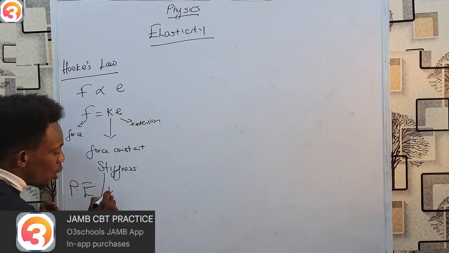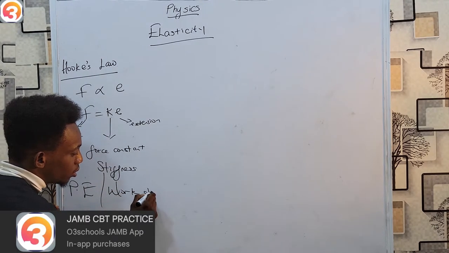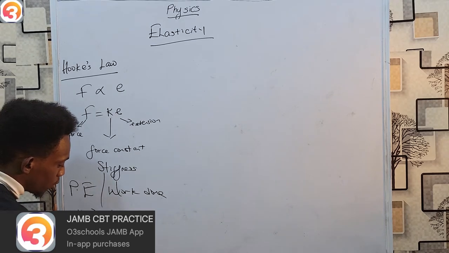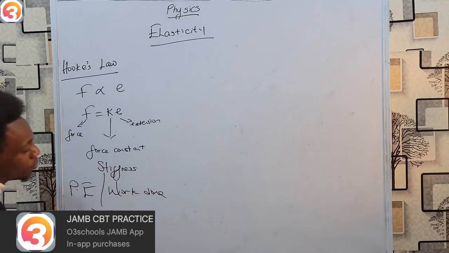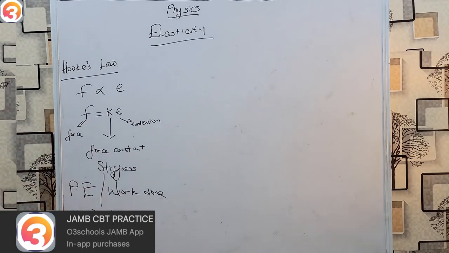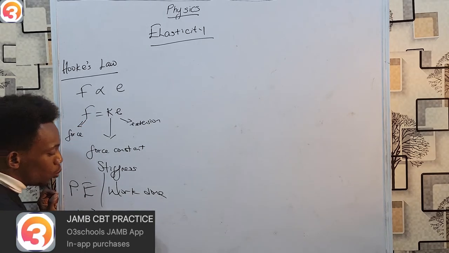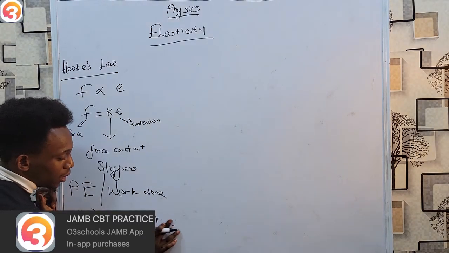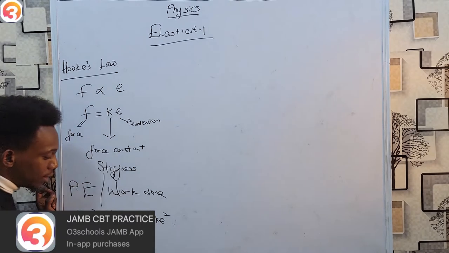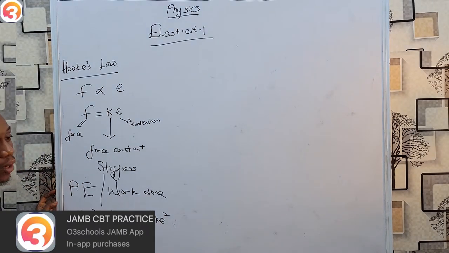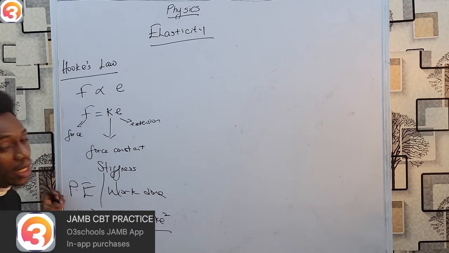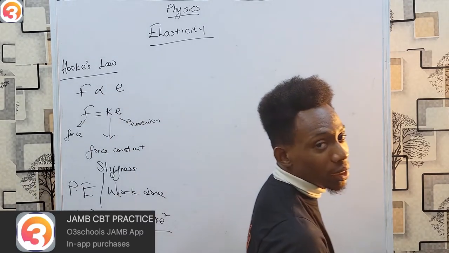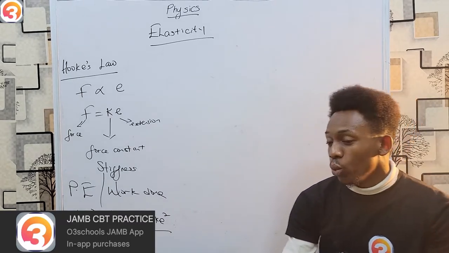or the work done in an elastic material is given by 1 over 2 Fe. But if you look up here, F equals Ke, right? So I can replace this F with Ke, and there's still e here. And obviously, e times e is e squared. So we can have 1 over 2 Fe, or we can also have 1 over 2 Ke squared. Those are your formulas for finding the work done by an elastic material, or the energy stored within that material.